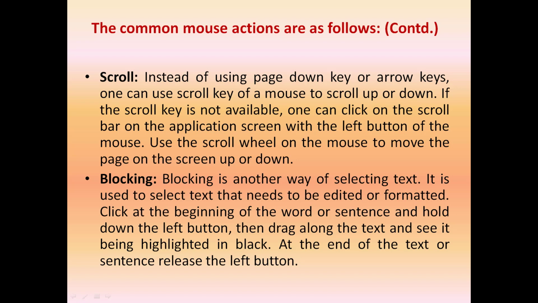It is used to select the text that needs to be edited or formatted. Click at the beginning of the word or the sentence and hold down the left button. Then drag along the text and see it being highlighted in black. At the end of the text, release the mouse button.